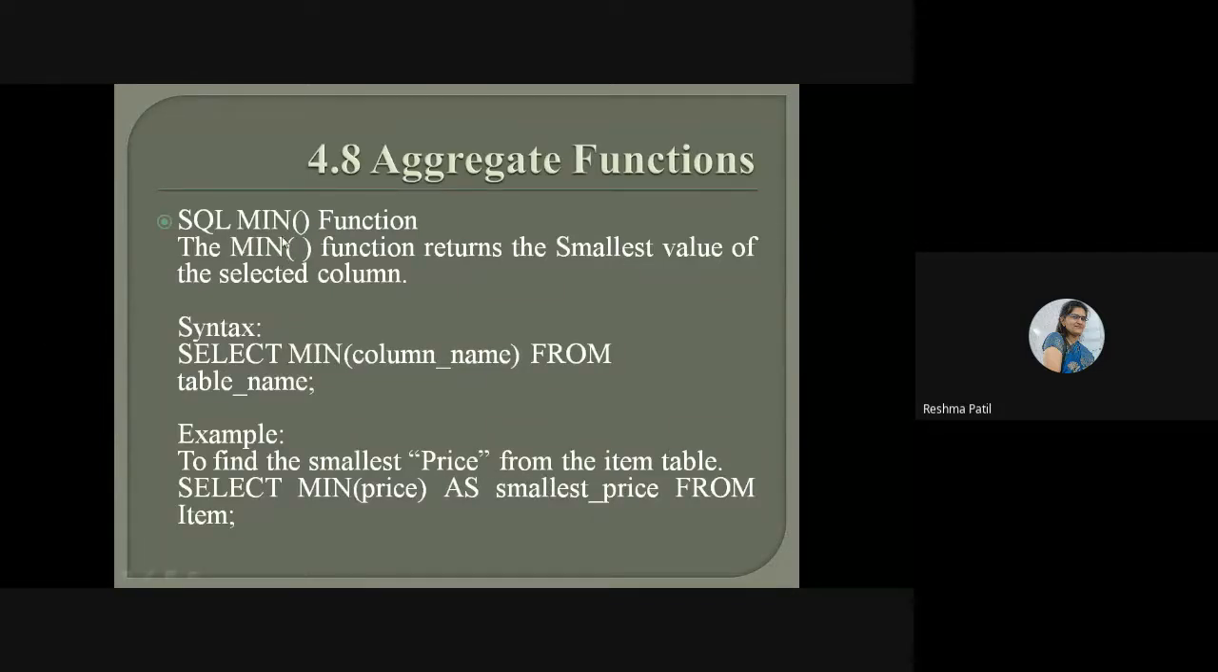The same with the min function, opposite to max. Min function returns the smallest value of the selected column. Select min in bracket column name from table name. To find the smallest price from the item table, here only instead of max we are using min. Select min of price as smallest price from item. Suppose one item price is 5, which is the smallest. So you will get the output 5 for this query.